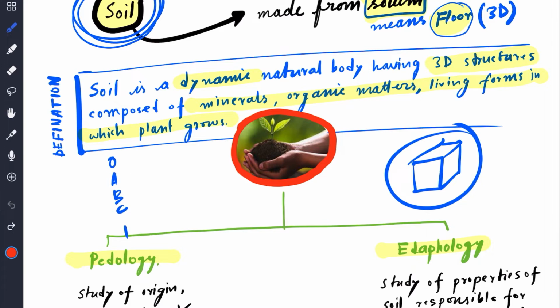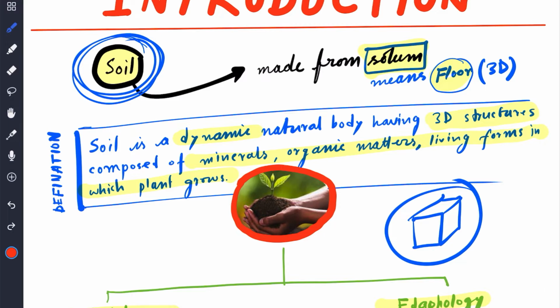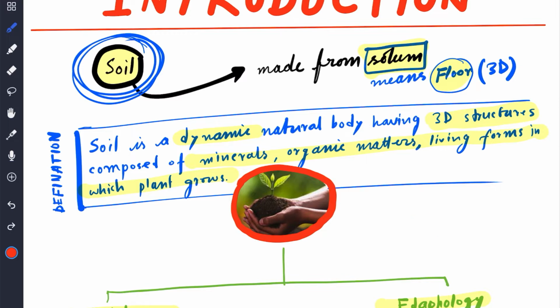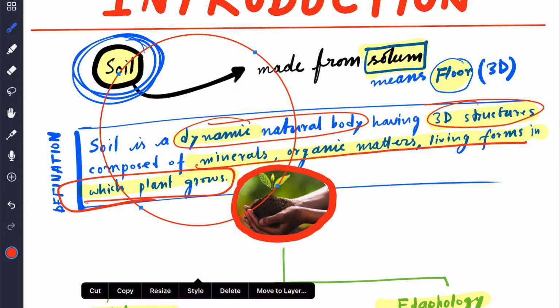That's why I am telling you that soil is made up of solum, and solum means floor, which is that 3D structure. Why am I telling you that? Because in an interview you can be asked what is the definition of soil. So there you will tell that soil is a dynamic natural body. Dynamic means which is not static, which is moving and changes are happening with it. So in case of soil, changes are happening, and that's why it is a dynamic natural body, and obviously having a 3D structure because it is made up of solum, which is a 3D structure composed of minerals, organic matter, and living forms on which plants grow. So this important terminology you have to use: dynamic natural body and 3D structure.